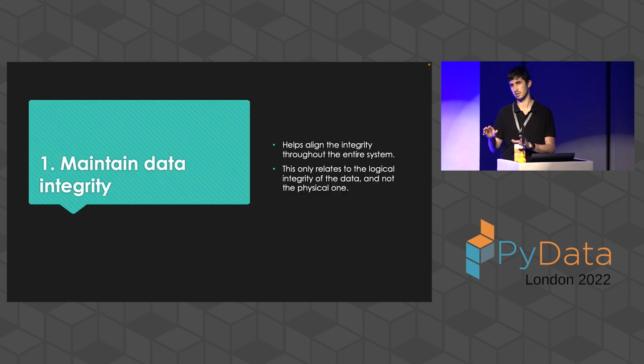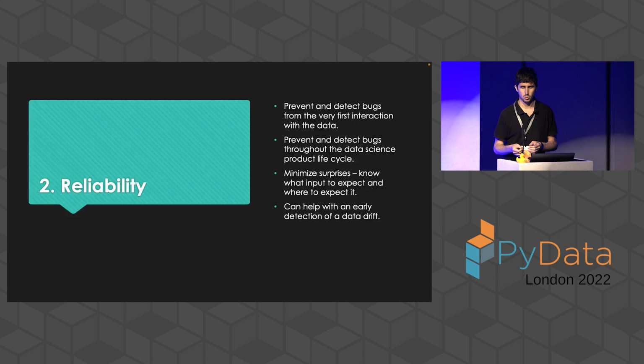But that is not something, obviously, we are responsible for, unless it's on-prem and it's our responsibility, but that is a different problem. Second is reliability of our system or experiment or project. We want to prevent and detect bugs from the very first interaction with the data. But then we also want to prevent and detect them throughout the data science product lifecycle. We want to minimize the surprises.